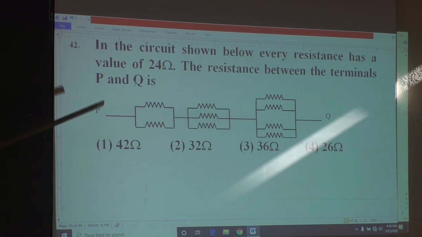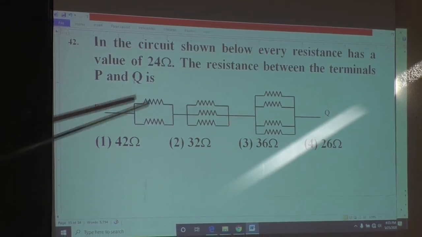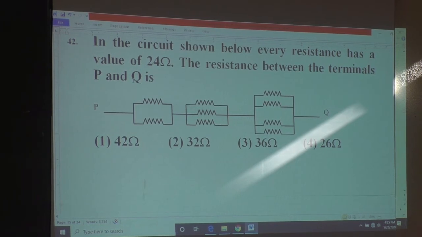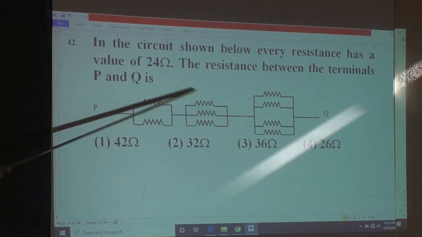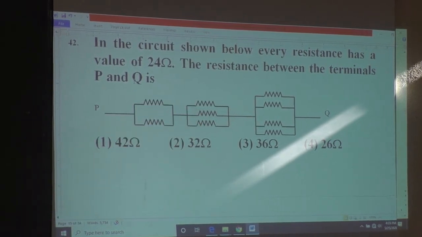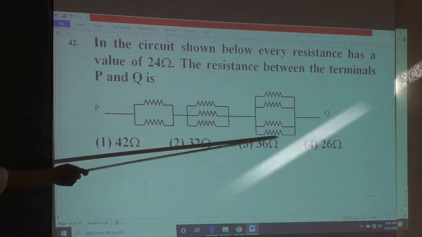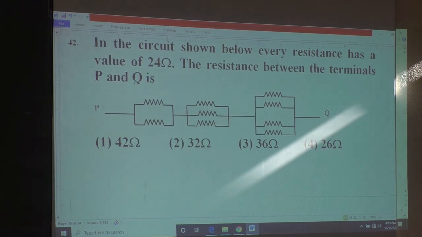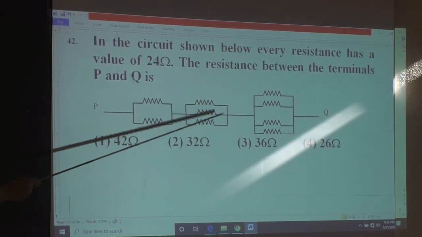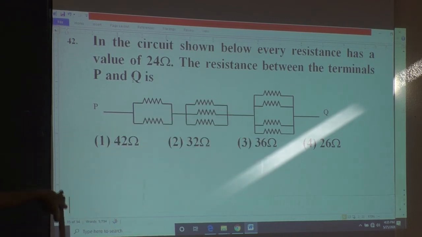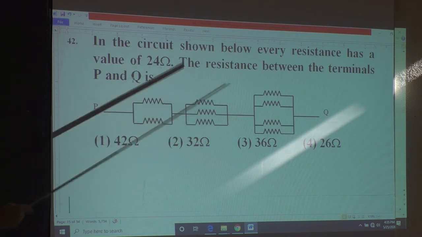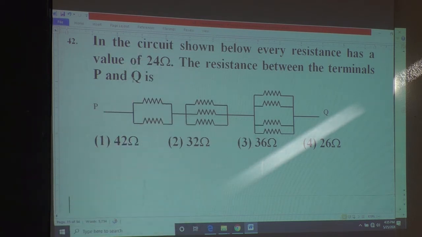Now, in the circuit shown, every resistance is 24. 24 parallel 24. Is it 12? 24 by 2, R by N formula, 12. 24 by 3, it is 8. 24 by 4, 6. So 6, 8 and 12. What is the total resistance? 6, 8 and 12, it is 26 ohm, am I right? Fourth option.